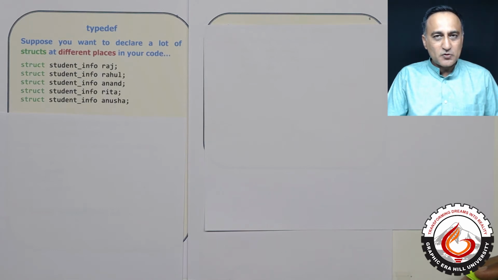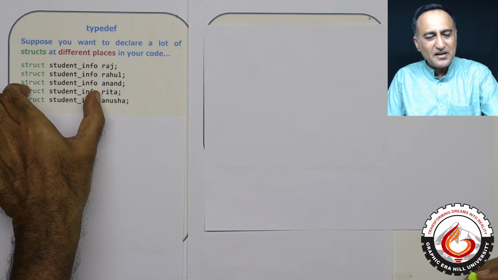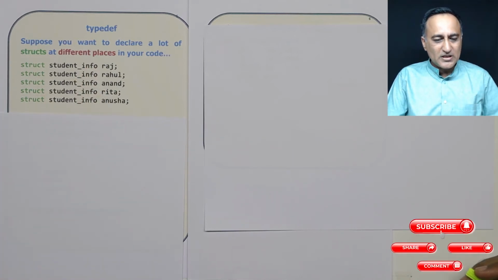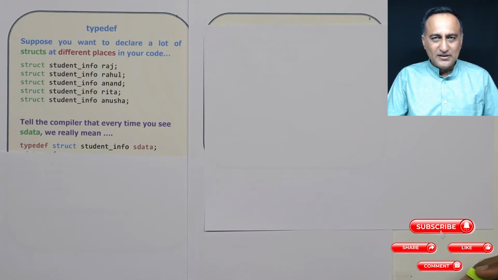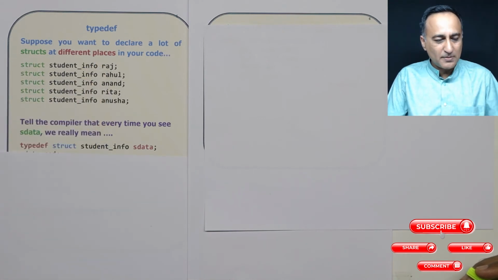If you are a little observant, you will notice that this part is repeating every time and it's quite a bit of typing. So C comes to your rescue through the keyword called typedef. What typedef tells us is that every time it sees a particular word, replace it with struct student_info. Let me tell you what I mean by that.